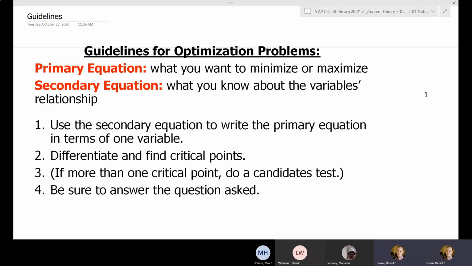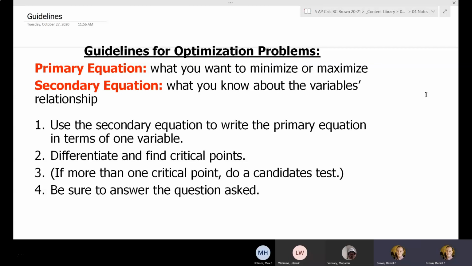So basically, it's going to be talking about how we can maximize or minimize certain things. In that example I was going off of, if I wanted to maximize volume, my primary equation would be volume. So that's what I will take the derivative of, and I'll find the critical points of the volume equation and then go from there.